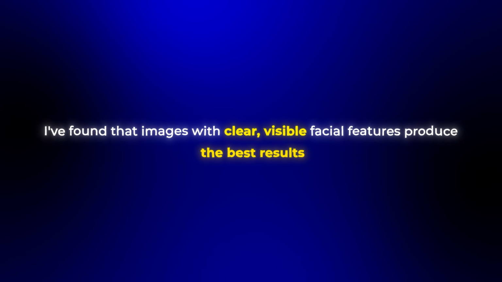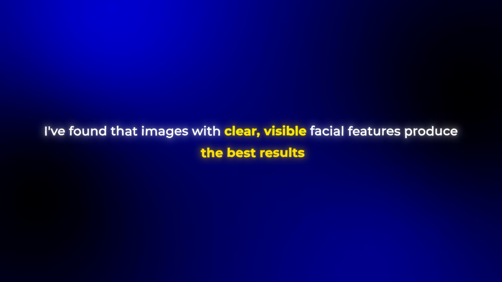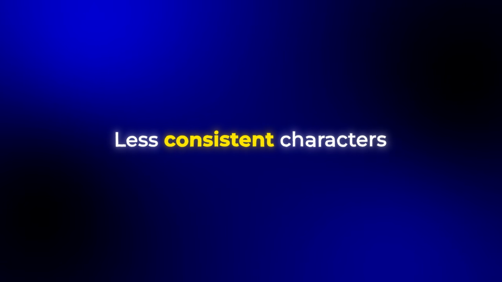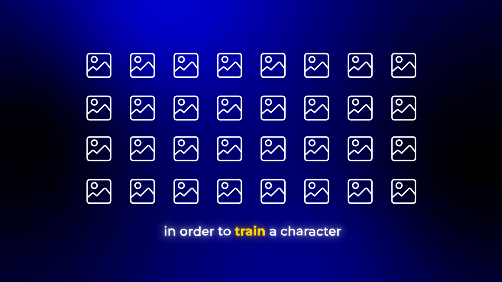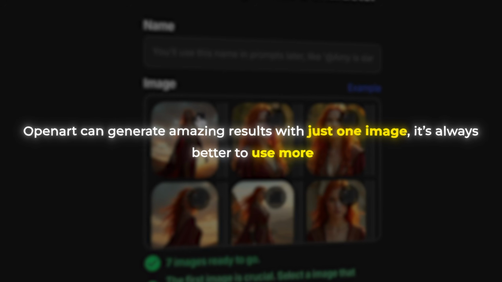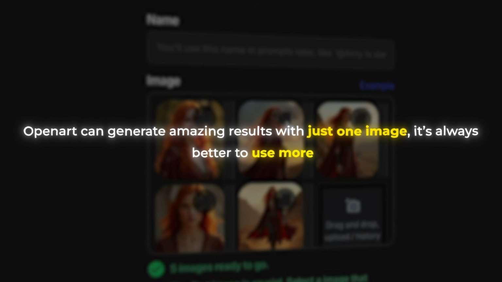When selecting a reference image, I found that images with clear visible facial features produce the best results. Front-facing images work best because they provide the most information about the character's features. Make sure your reference image has good lighting and detail because blurry or poorly lit images will result in less consistent characters. Most AI tools require multiple images in order to train a character, but OpenArt only requires one, which is absolutely insane. But even though OpenArt can generate amazing results with just one image, it's always better to use more.